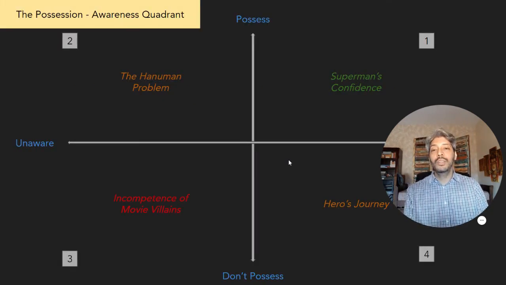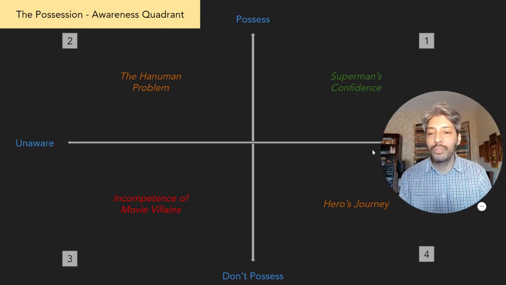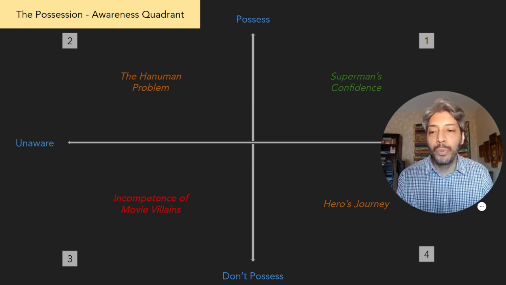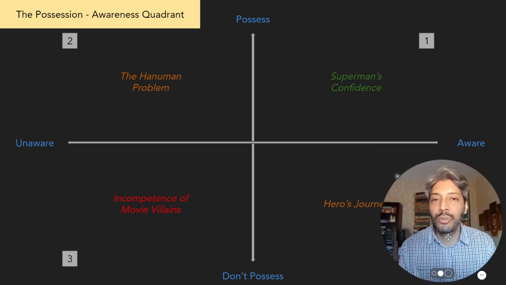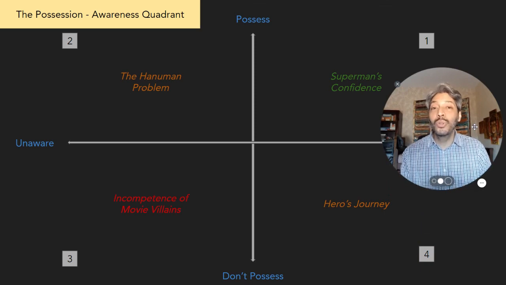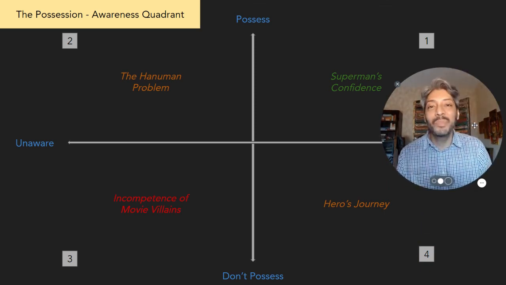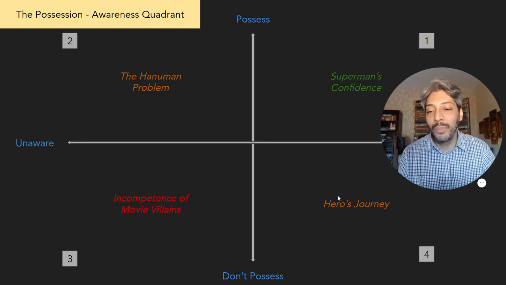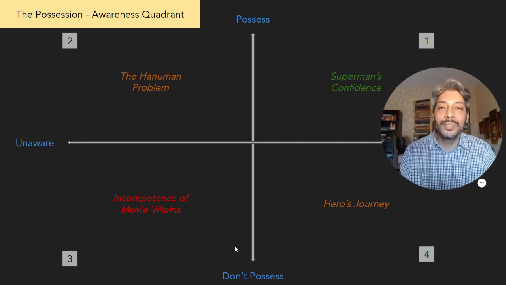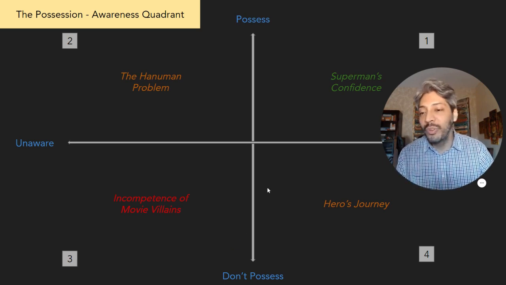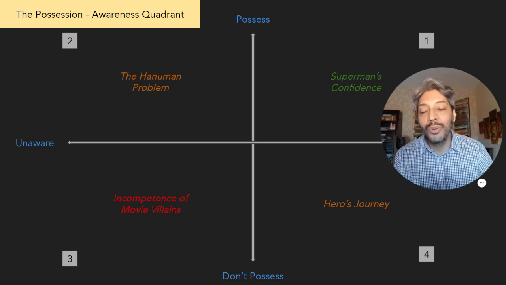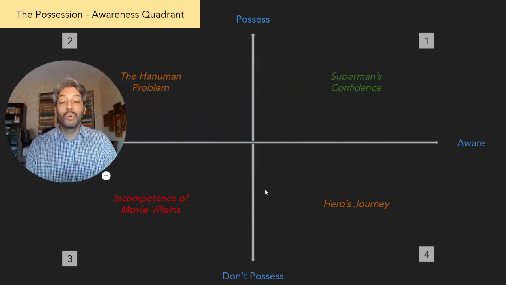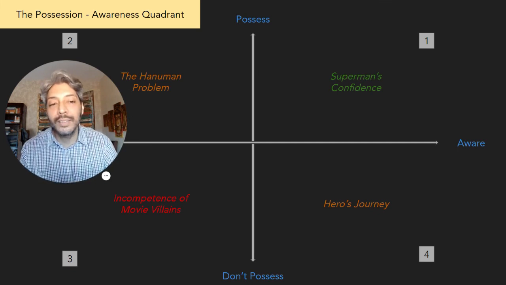So essentially, this brings us to the end of this talk. So the possession awareness quadrant again. Quadrant one, you possess something and you're very aware of it. So it's Superman's confidence. Quadrant two, you possess something but you're unaware of it, and other people have to remind you what you're missing out on. It's what I call the Hanuman problem. Quadrant three is the danger zone. It's the incompetence of movie villains. You neither possess nor are you aware of the fact that you're missing out on something, a dangerous territory to be in. And quadrant four is the hero's journey. It's the classic roadmap.